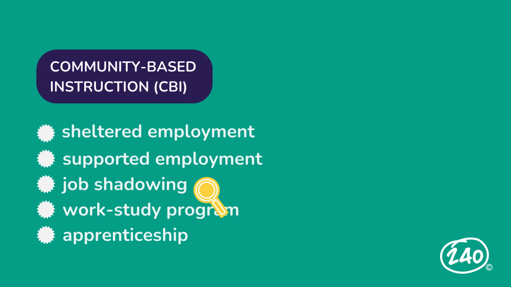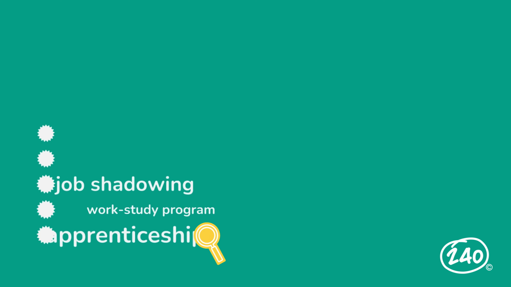Job shadowing involves observing someone doing their job at their workplace. A work-study program is typically implemented at college or university and allows a student to work while attending college part-time or full-time. And finally, apprenticeship, which is an arrangement that allows for an individual to learn a skill or trade under the direct supervision of another employee.